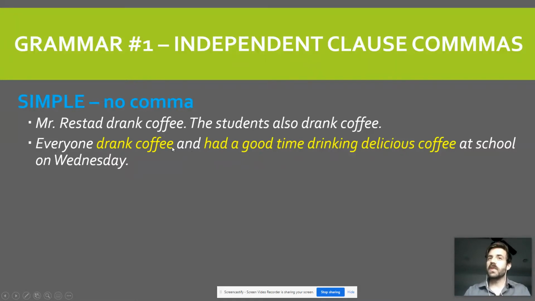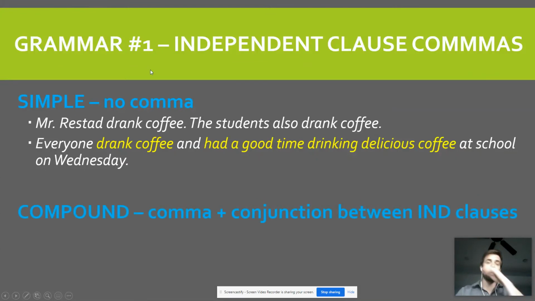I get a lot of students who try to sneak a comma in there because they're like, ooh, I see that coordinating conjunction, and I remember my lessons from 3rd grade. When I have "and" in the middle of a sentence, I need to put a comma there. And that's not true, right? Because we're not connecting 2 independent clauses. I only have one subject, everyone, but I have 2 things that they did. They drank coffee and they had a good time drinking that coffee, right? So just because I have 2 verbs doesn't mean I have 2 subjects. So I'm not working with 2 independent clauses here.